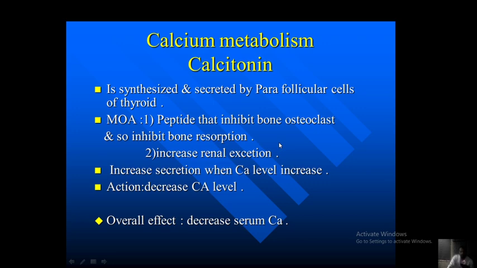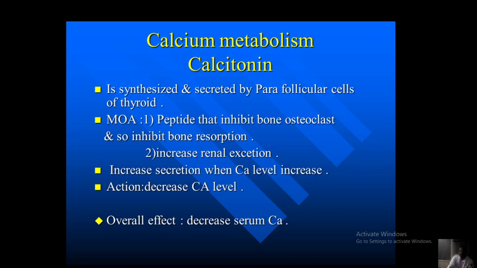So it will hamper the release of RANK, which is a receptor on the osteoclast cell. This is called the RANK receptor. So it will decrease the expression of this receptor. This is not important. It's quite detailed. Nobody is going to ask the mechanism for that, so I have not included RANK. It's not required for you. But you must know that calcitonin inhibits the osteoclast and so inhibits bone resorption. If there is no bone resorption, it will not release calcium and phosphorus.